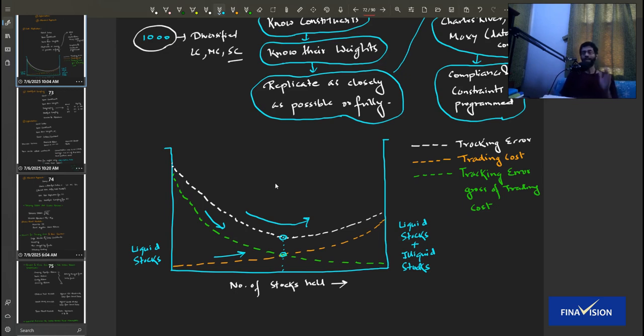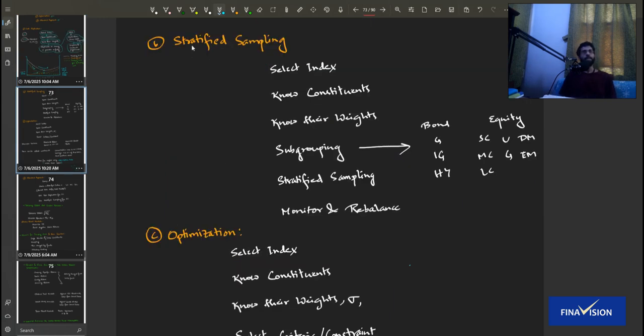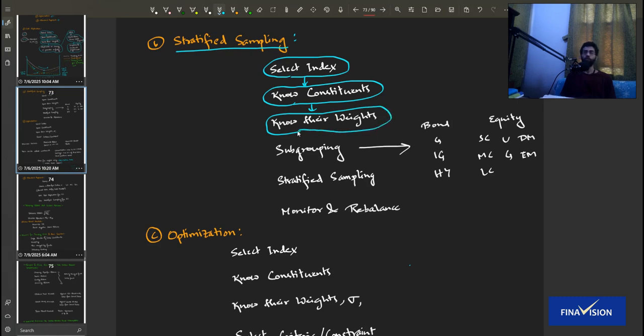Now we will move into the stratified sampling strategy. Stratified sampling, how is this done? Again, the process begins in a similar way. That is, we select the index, then we know the constituents, then we understand their weightages, what is the method and what are the weights. But let's say that index has 3000 constituents or 1000 constituents and the manager does not want to replicate it fully because that can entail a high amount of costs and higher management costs also, right?